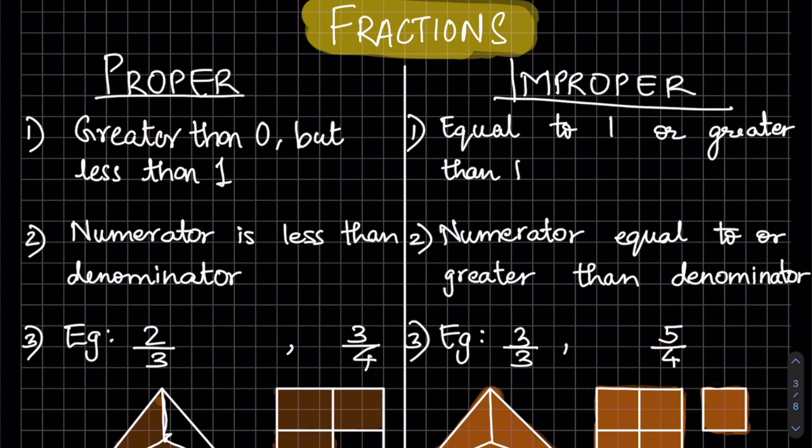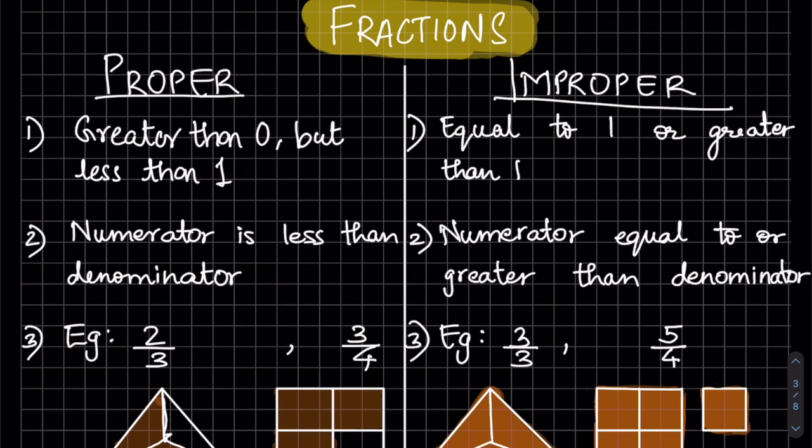Now we are going to look at different types of fractions. The first type we are going to learn about is proper fractions, and we will also be learning about improper fractions. So let's see what proper fractions are. Proper fractions are those which are greater than 0 but less than 1. What it means, we'll see later. In proper fractions, the numerator is less than the denominator.